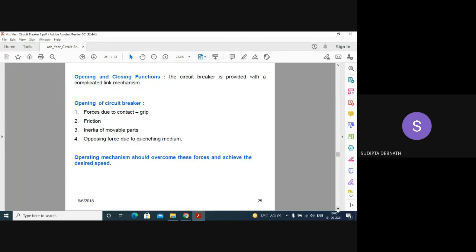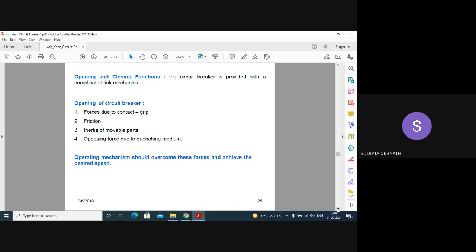Actually, the name is given on the basis of the type of arc quenching medium used. In an SF6 circuit breaker, SF6 is used to quench the arc. In an oil circuit breaker, oil is used. In an air circuit breaker, air is used. In an air blast circuit breaker, compressed air is used, like that. So the opening and closing mechanism can be different for different circuit breakers.